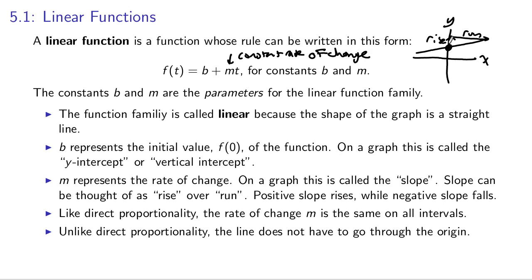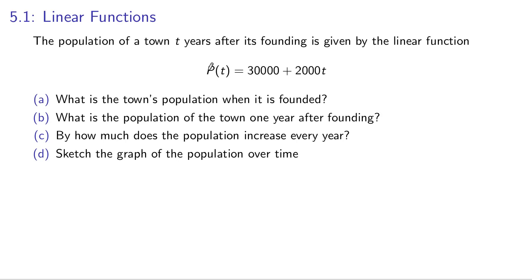Unlike direct proportionality, the line of the graph does not have to go through the origin. It goes wherever the y-intercept, or vertical intercept, is. So you can see, as an aside, that if the vertical intercept is 0, you have a direct proportionality. It's equivalent to a direct proportionality if the y-intercept is 0.